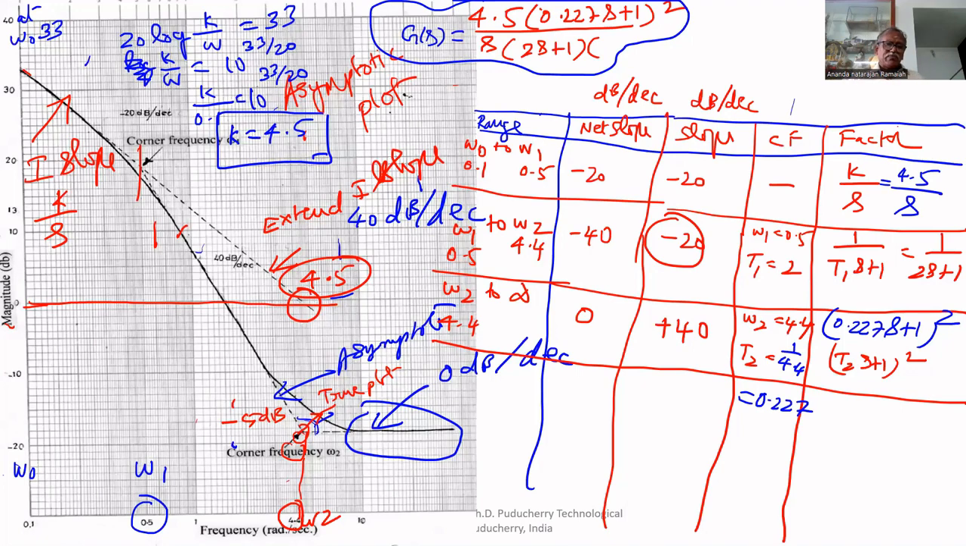So, how to find it? Draw the frequency response, then make it an asymptotic plot, an approximate plot, by drawing tangents so that it covers most of the points. We got 3 segments. For the 3 segments, we got 3 components. That's all.